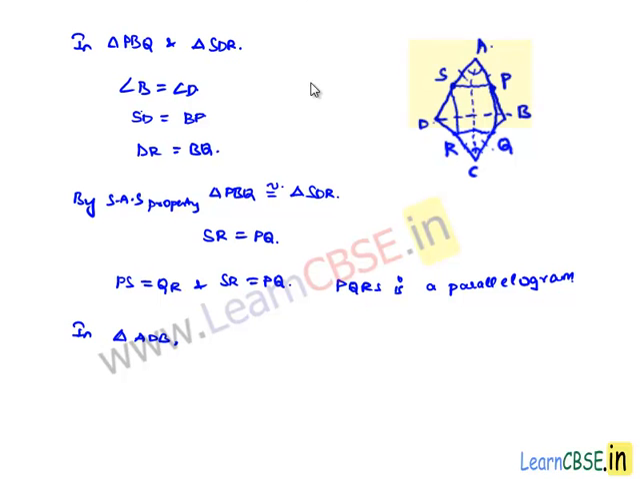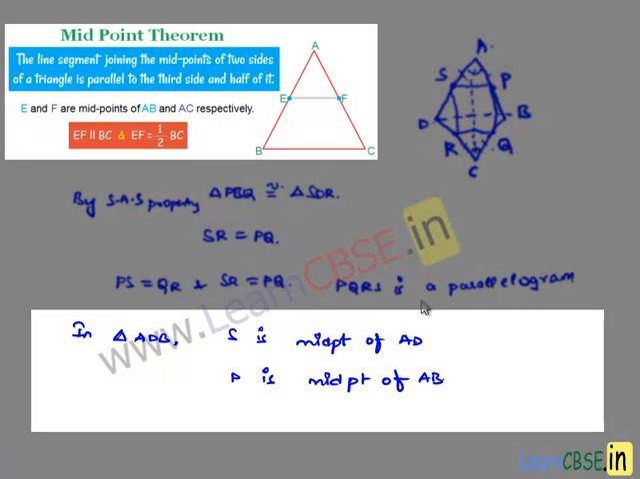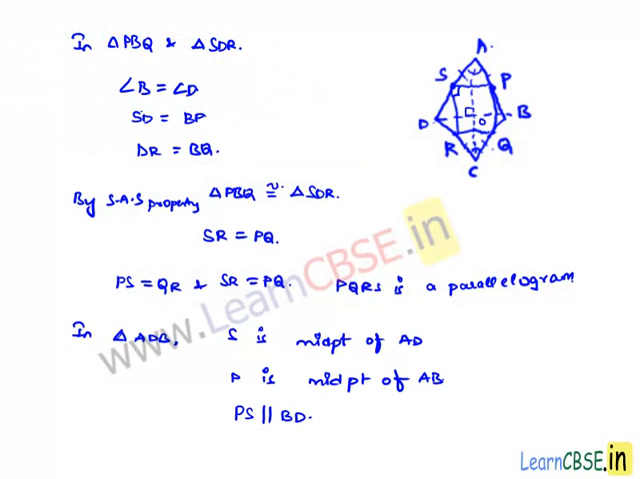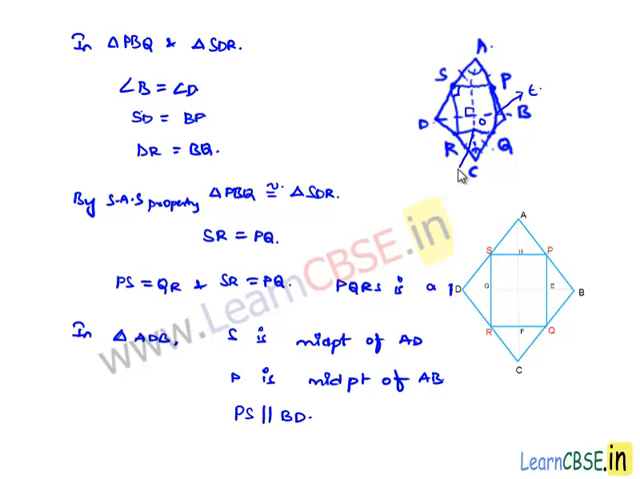Now if we consider triangle ADB, S is the midpoint of AD and P is the midpoint of AB. By the midpoint theorem we can say that PS is parallel to BD. Let us assume that the points where AC and BD intersect PS, RQ, SR and PQ are E, F, G and H.